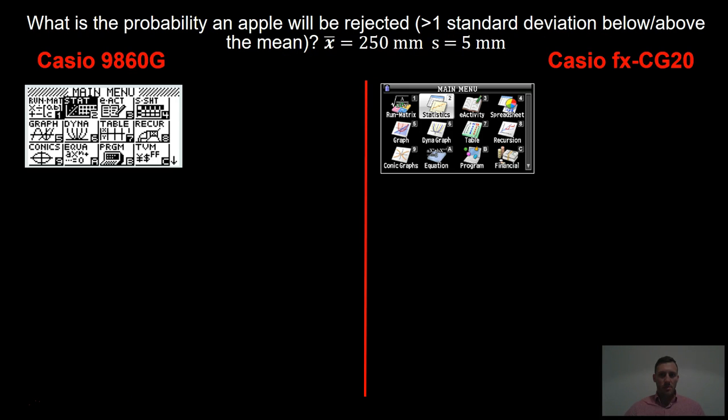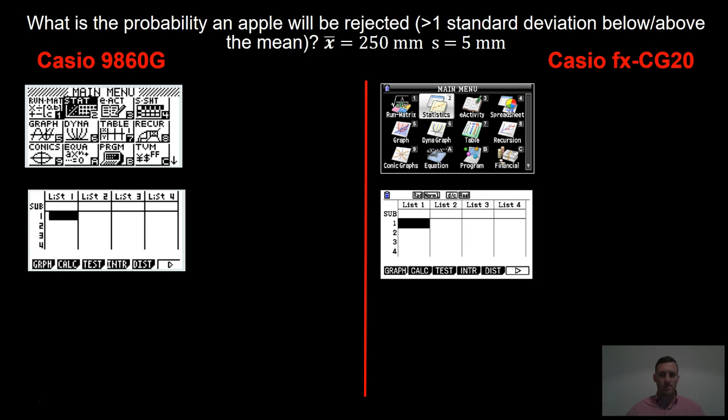Because we're looking at the probability something is both greater than or less than the standard deviation from the mean, we'll calculate the probability an apple is within 1 standard deviation, then subtract that from 1 to get the probability it is outside of 1 standard deviation. The lower bound will be the mean minus 1 standard deviation, which is 245 millimeters, and the upper bound will be 255 millimeters. Again, we start at the main menu, we press 2 for statistics.